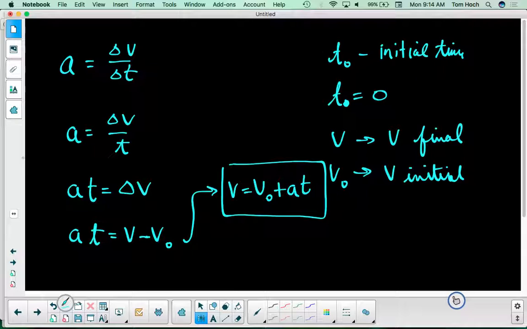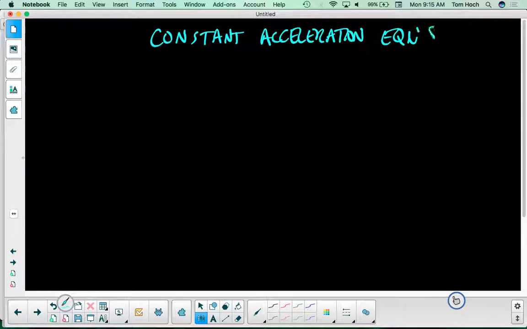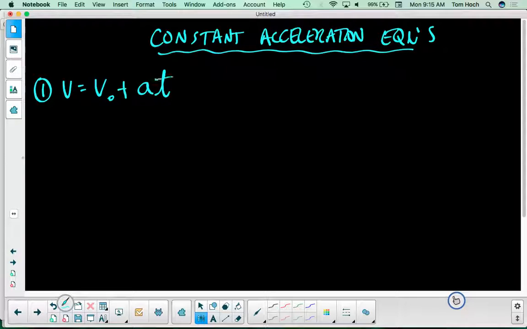All right, I got a couple more equations I want to show you. These are called the constant acceleration equations. Okay? That's what we're working out. These equations can be used anytime the acceleration is constant, which is always in this course. Let me write that first one down. V equals V0 plus AT.